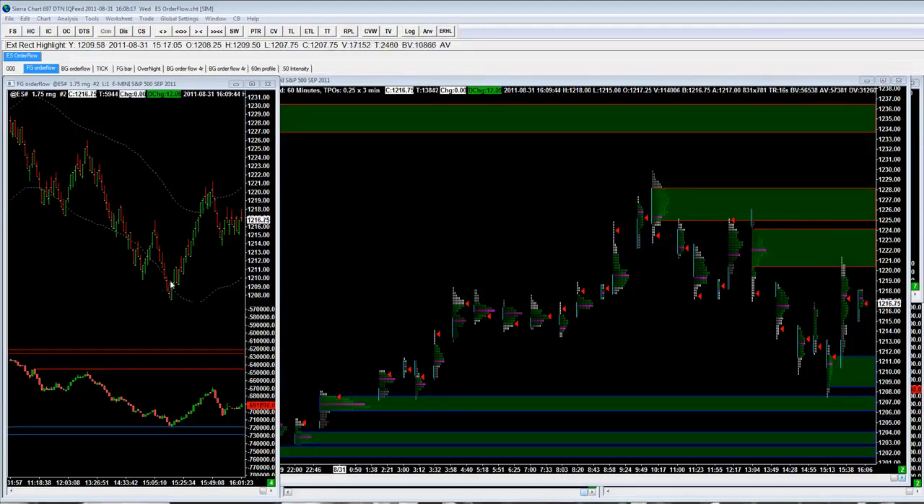See this intense movement here? This is shorts capitulating. Believe me, guys, I promise you, if you can achieve this on a consistent basis, you've got the order flow edge.